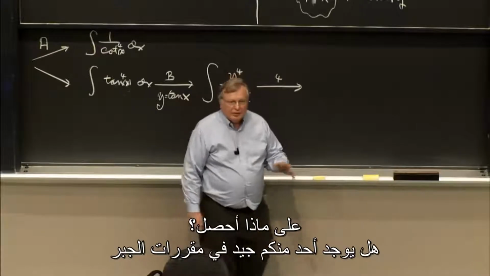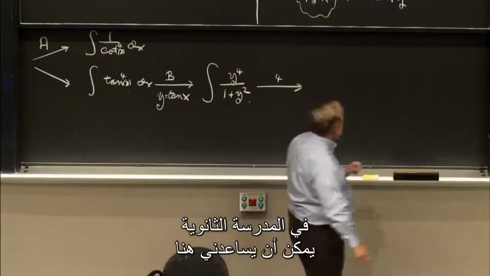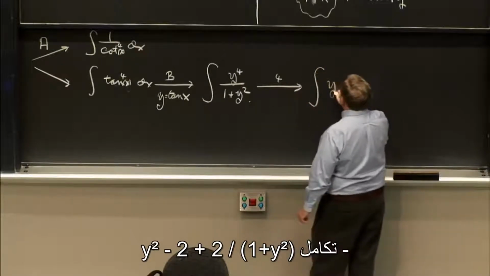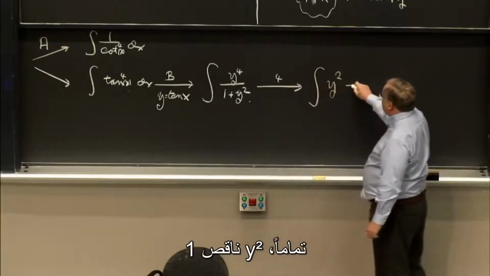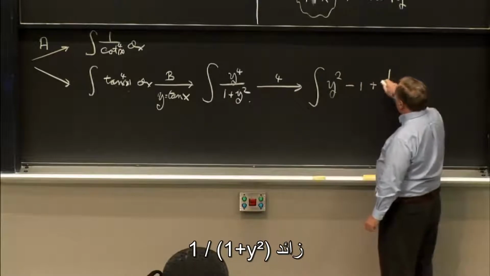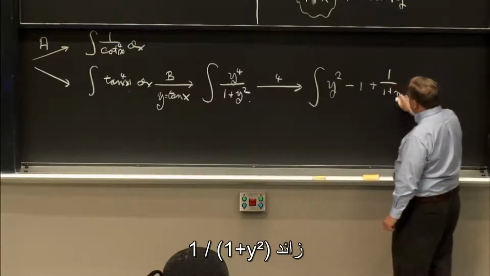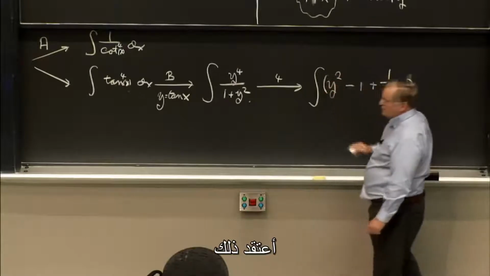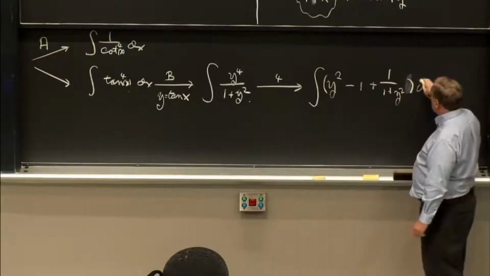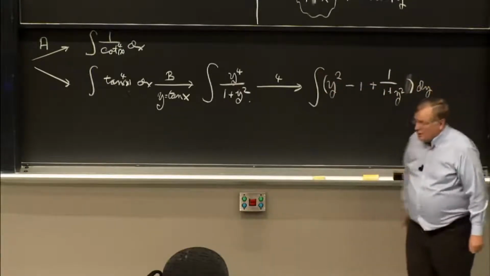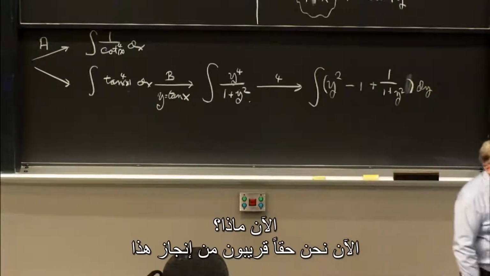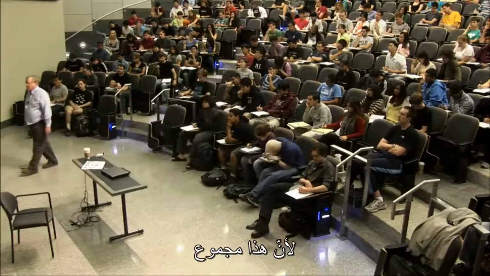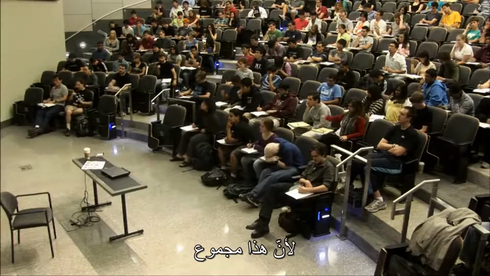Is anybody good at high school algebra? Help me out with that. y squared minus 2 plus negative 2 over 1 plus y squared. Exactly. y squared minus 1 plus 1 over 1 plus y squared, I think. Now we're really getting close to getting through this, because that is a sum.